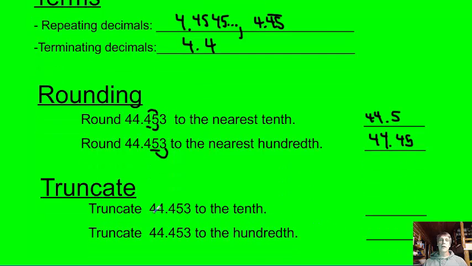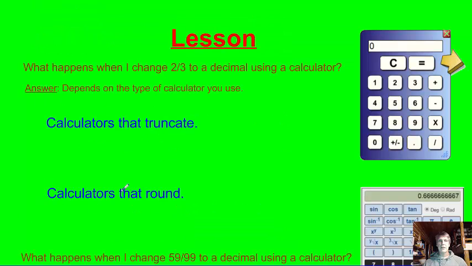Now there's one more. There's truncating. And truncate means you just cut off. It's very easy. So if I was going to truncate this number to the tenth, that means I'm going to cut off all the numbers past the tenths. So it'd just be 44.4. Pretty easy. And if I want to truncate it to the hundredths, I cut off everything past the hundredths. And so that would be 44.45. So there's two types of rounding that we're going to look at with calculators. Let's jump into our lesson now.